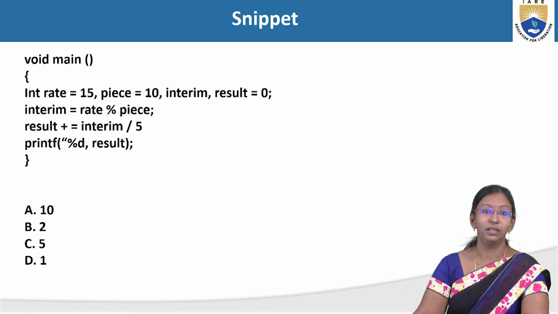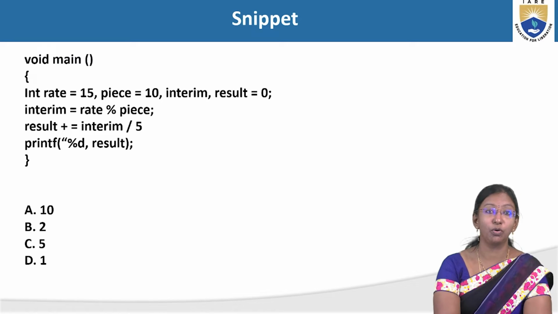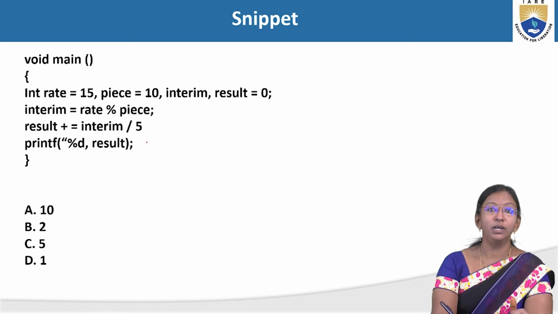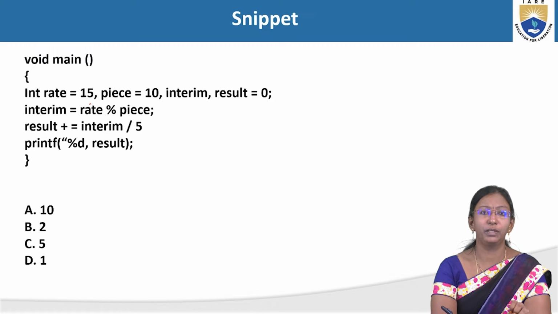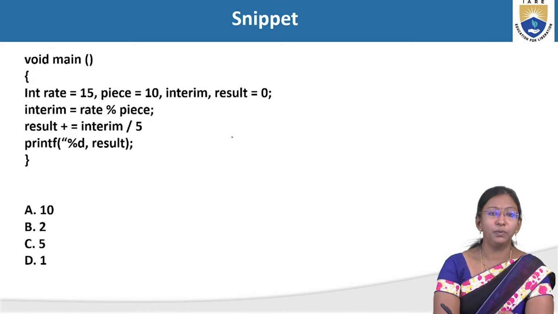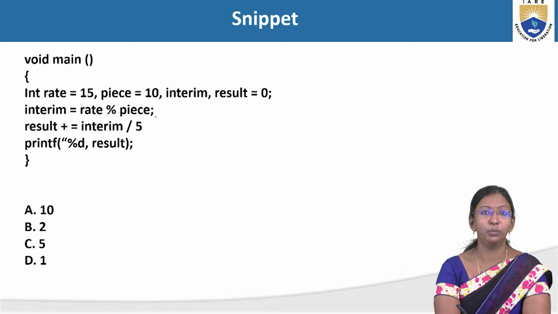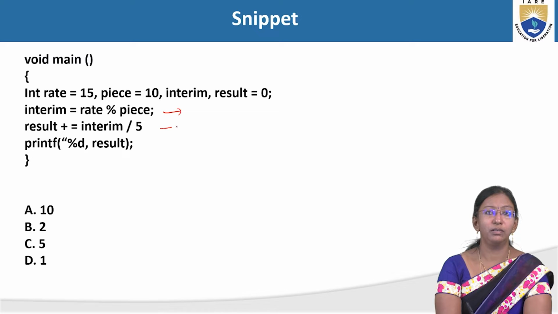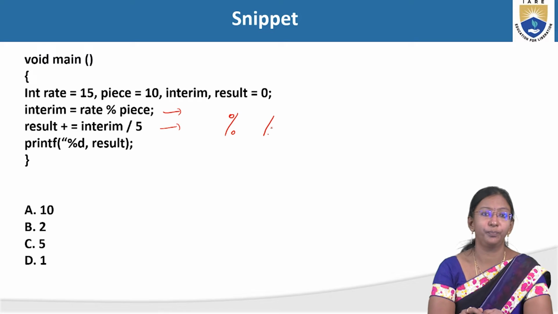As you can see, the word void main itself tells us that it is not a pseudo code, it is a piece of programming code, right? So here they have taken one, rate, piece, item, result, 4 variables, and they have declared them as integers. It is a simple mathematical question, guys. The point to learn here is the basic difference between the two operators, modulo and division.